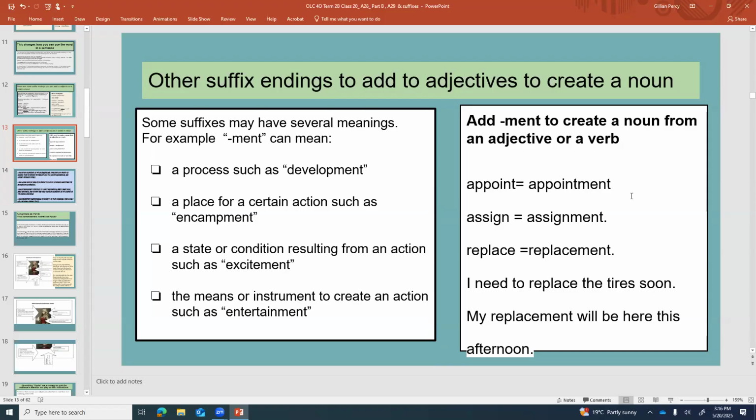So appoint can become appointment, assign can become assignment, replace can become replacement. So I need to replace the tires soon. My replacement will be here in the afternoon.